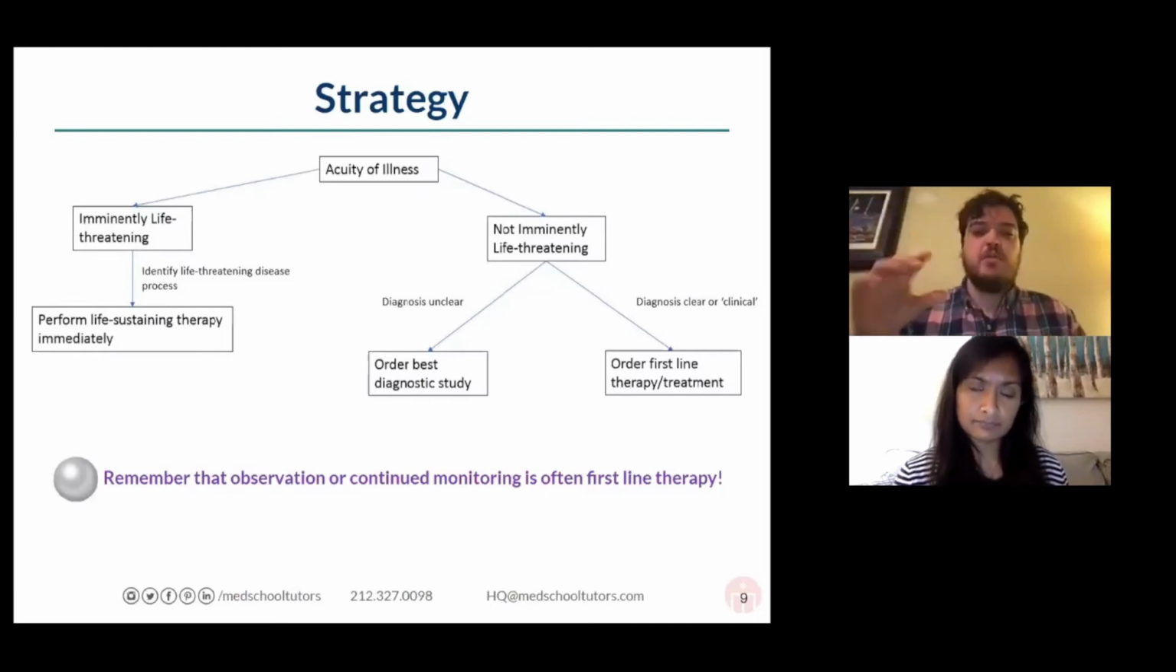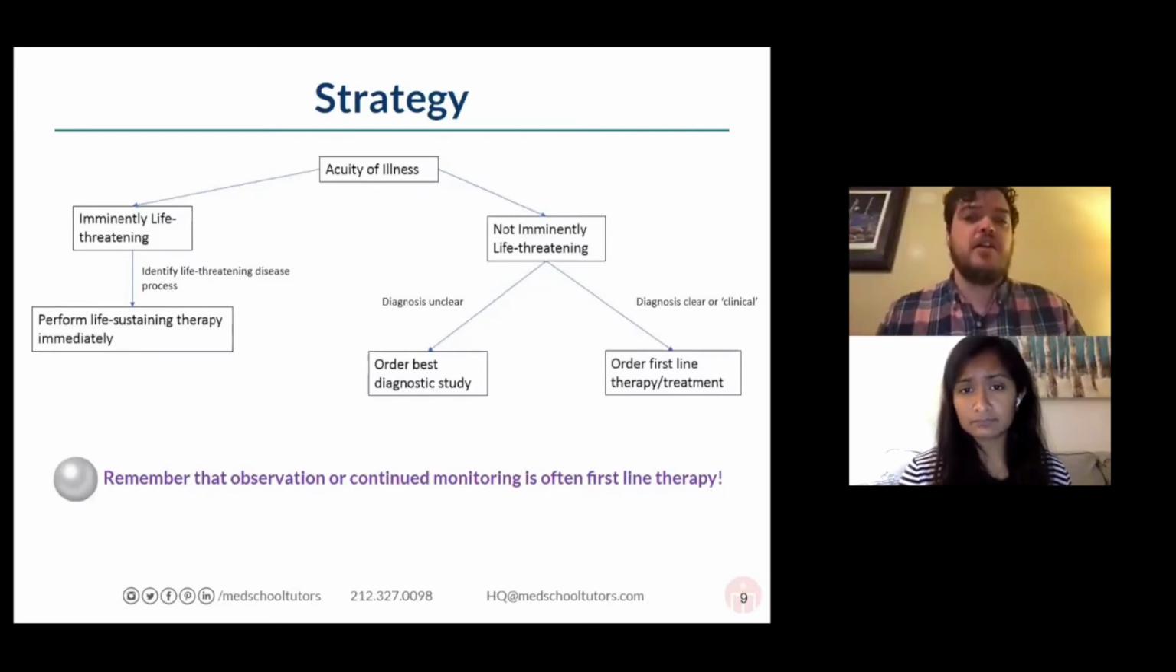So let's back one step up. We go 2 steps up. Let's go to acuity of illness again. We have a patient in front of us, again, who doesn't appear in imminent life-threatening danger.